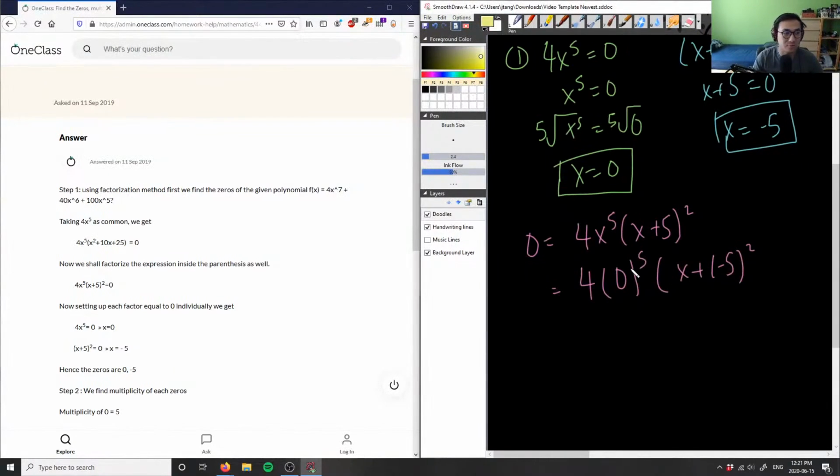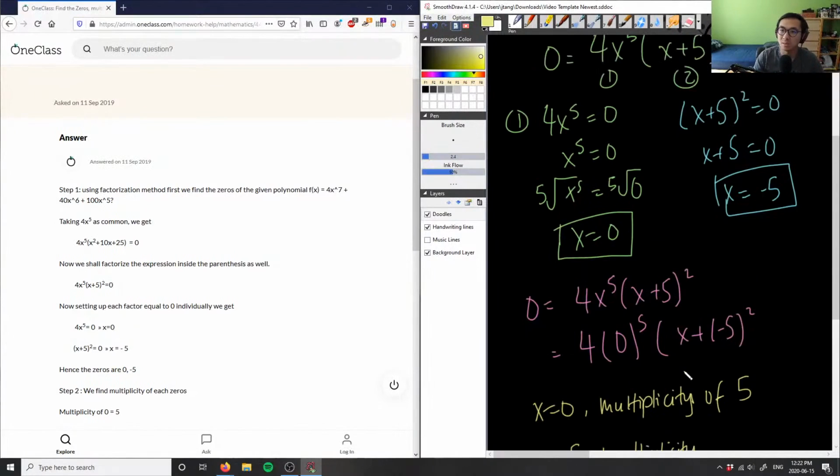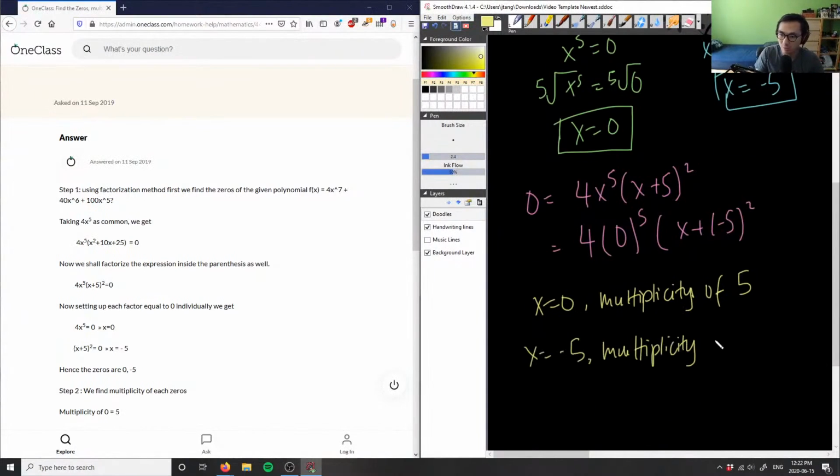In this case, this is x to the 5 here. So x equals 0 will have a multiplicity of its degree, which is simply 5. As we solved in our previous solution, x equals 0 for the 4x to the power of 5 term. So x equals 0 has a multiplicity of 5, because this is x to the 5. And x equals negative 5 will have a multiplicity of its own separate degree, because x plus 5 is to the power of 2. So this would have a multiplicity of 2.